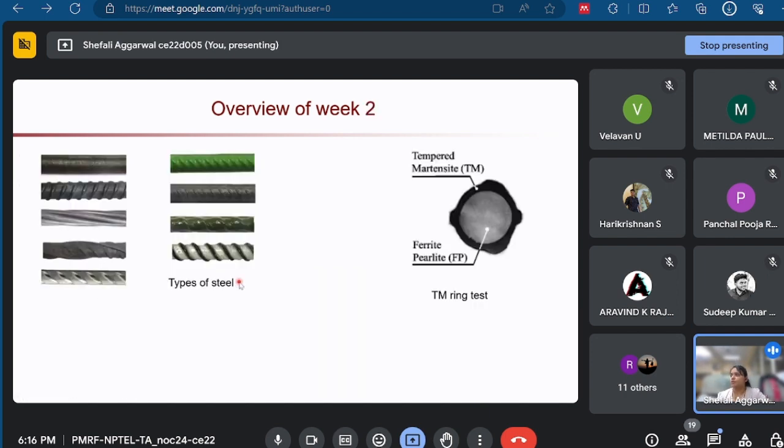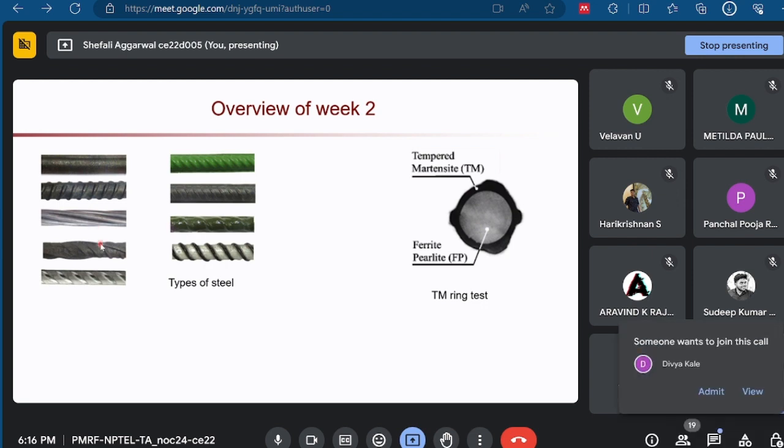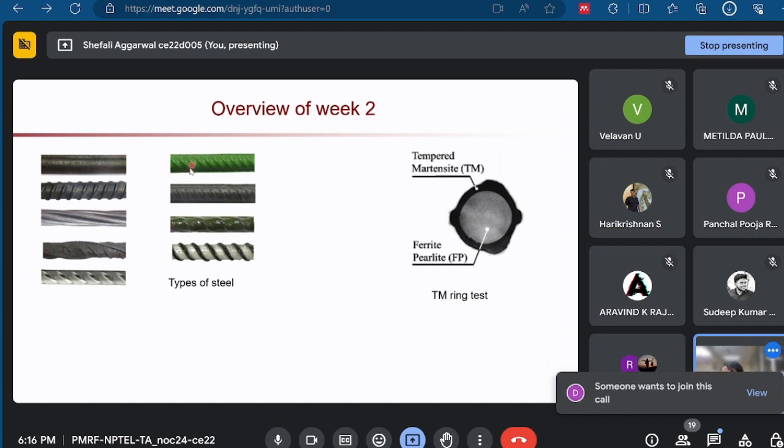In week 2, you might have studied different types of steels. Firstly, we have the bare steel, and then we have the HYSD steel, and we have pre-stressed concrete steel bars, and we have galvanized rebars. Galvanized steel bar is mainly zinc coated, or simply zinc rebars. Then we have different types of coated rebars. We have epoxy coated rebars.